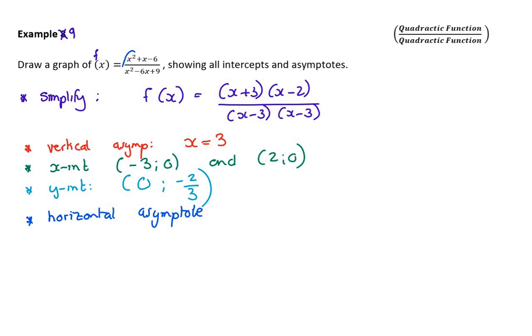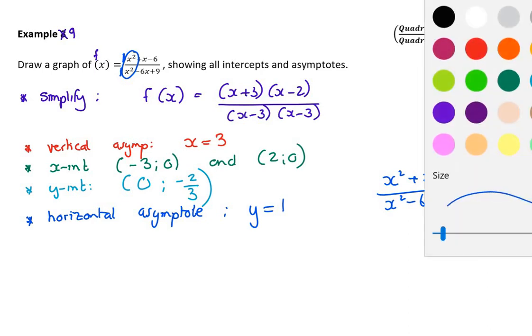The shortcut was, if these degrees are equal, the limit just basically becomes the ratio of their coefficients, which here is 1 to 1. So if you've done this long enough, you know the answer is y is equal to 1. If you're a little bit rusty on that, don't forget that you take x squared plus x minus 6 all over x squared minus 6x plus 9, and you're trying to take the limit as x tends to infinity.